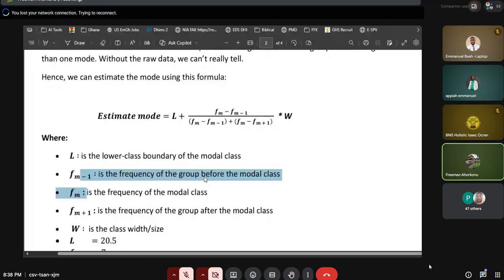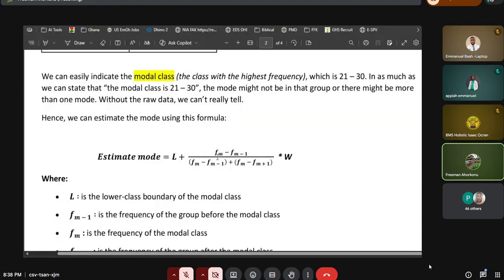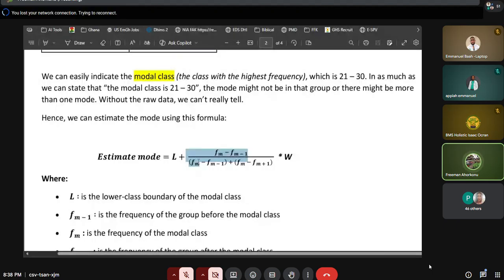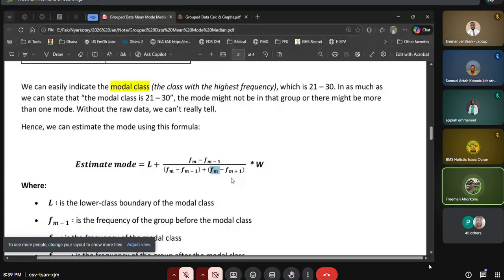Here. No. That one I won't give you. You should know what this FM means: frequency of the modal class. FM minus 1 is the frequency of the class before the modal class. The same thing here: frequency of the modal class, frequency of the class before the modal class. Then you come here: frequency of the modal class minus frequency of the class before or after the modal class.